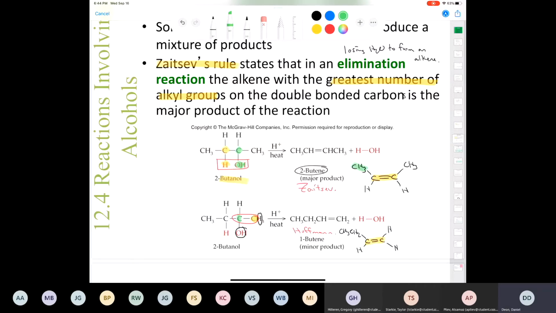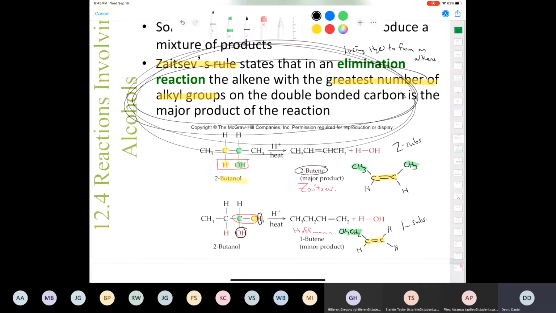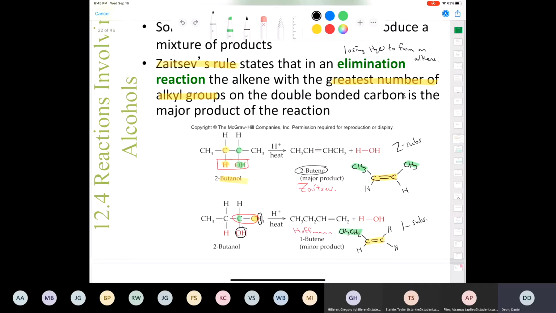2-butene has one methyl group and another methyl group. That's 2 alkyl groups attached totally. 1-butene has one ethyl group and that's it. Okay, so 2-butene is the major product because it has two substituents. 1-butene only has one substituent. And so the one that has the greatest number of alkyl groups is called the Zaitsev product. That's Zaitsev's rule. Okay, so this is the Zaitsev product.